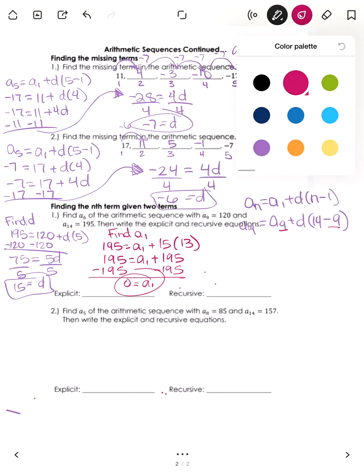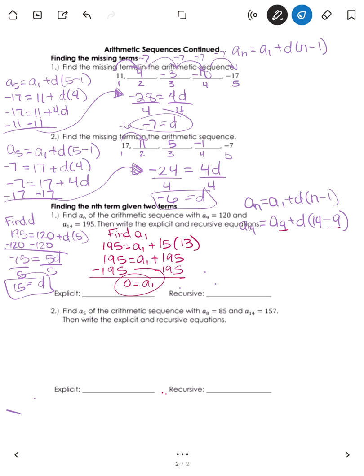Okay, one last step, well I guess 2 more steps. Let's go blue. We need to find A sub 6 because that was the whole point of this. So A sub 6 equals our first term, which is 0, plus our common difference times 6 minus 1. Turns out to be 15 times 5, which is just 75.